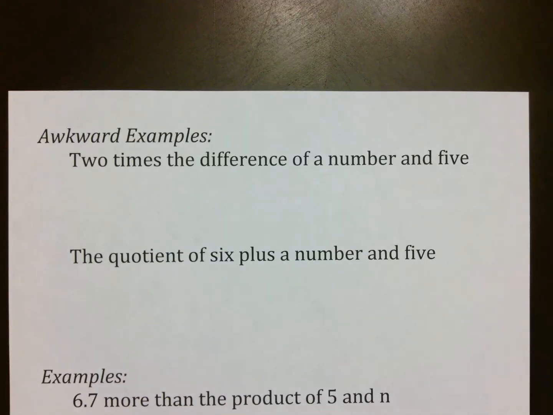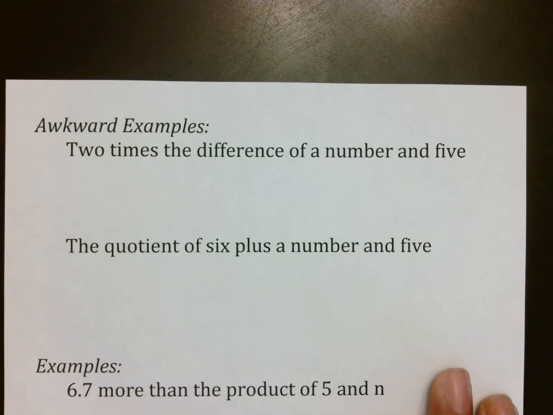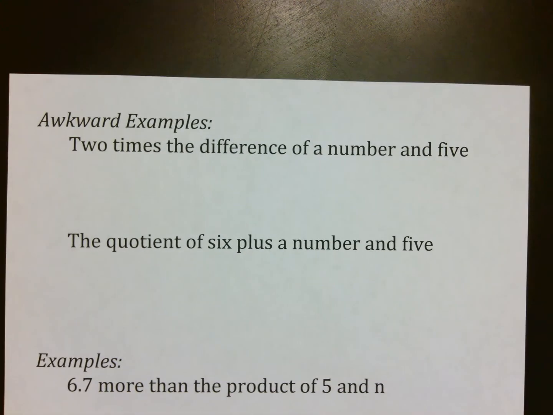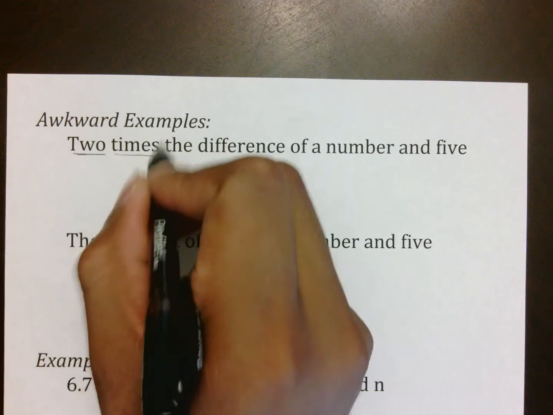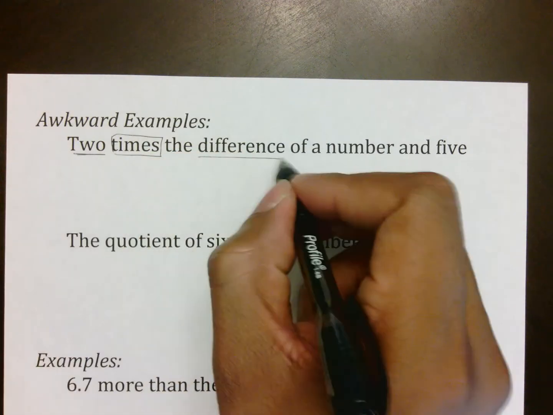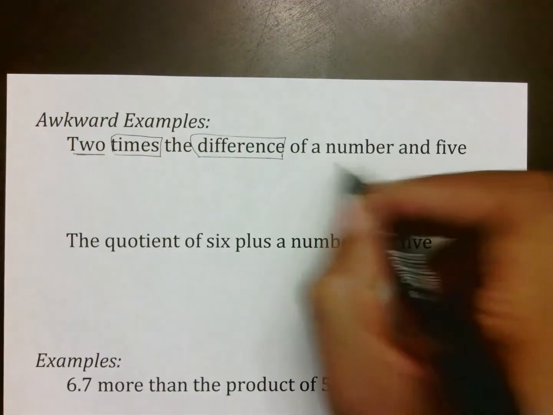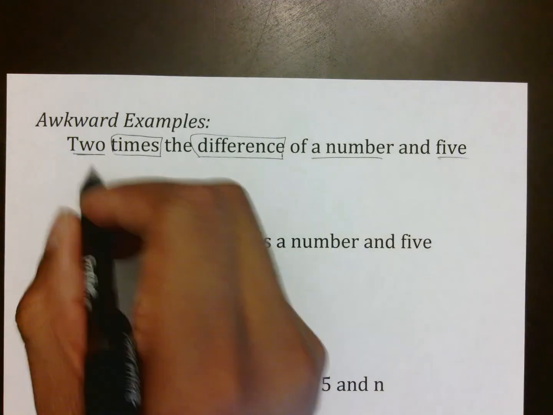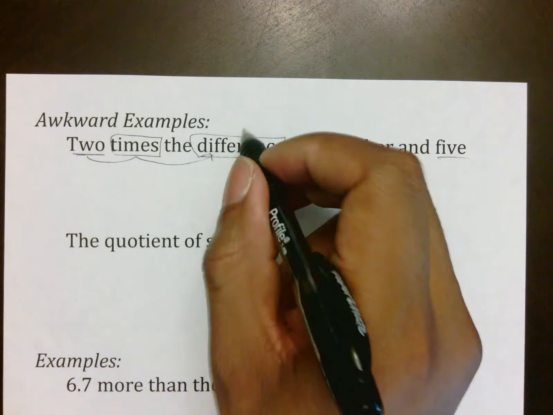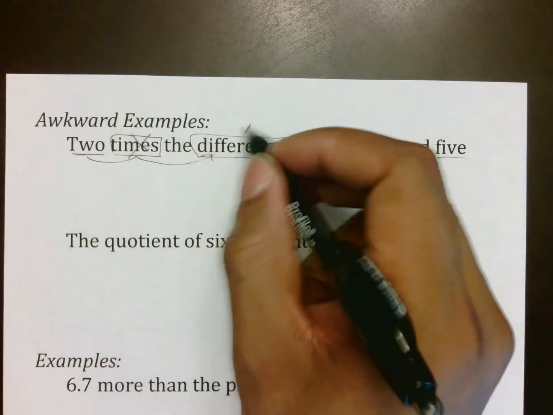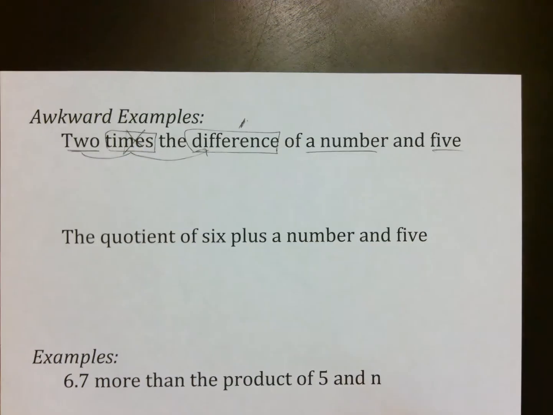Some awkward examples just to show you what we're talking about here is 2 times the difference. Again, number 2, operation word times, operation difference, a number 5. Notice that when you read it, it's 2 times the difference. That's awkward, which means that the first thing we would look at here is not the times, but the difference part, because it didn't work.